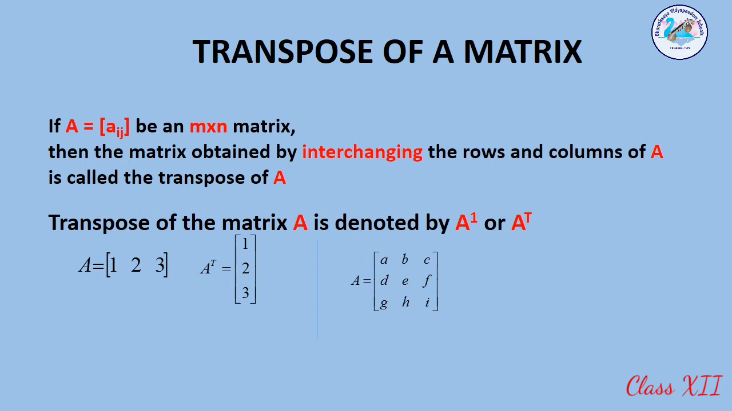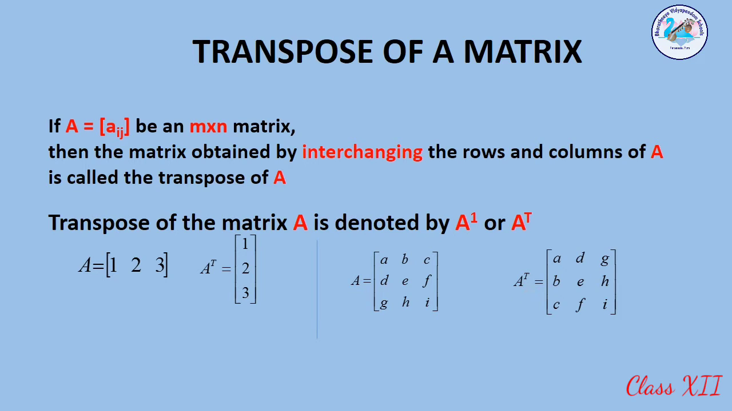One more example. A is equal to matrix ABC, DEF, GHI. It is a 3 by 3 matrix. 3 rows and 3 columns. To get the transpose of this matrix, interchange the rows and columns. Here first row is ABC. But when you write the transpose, first column will be ABC, and the second row is here DEF, and when you write the transpose, your second column will be DEF, and here GHI is the third row. Here when you write the transpose, it comes as third column.